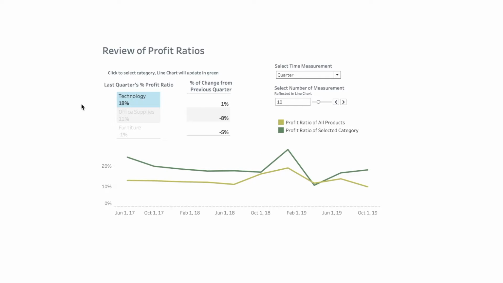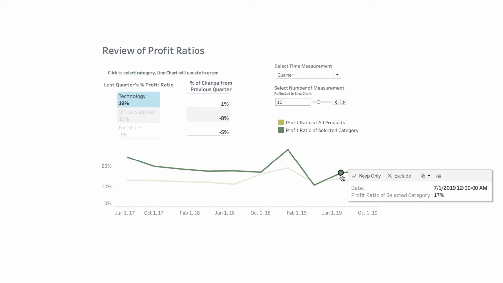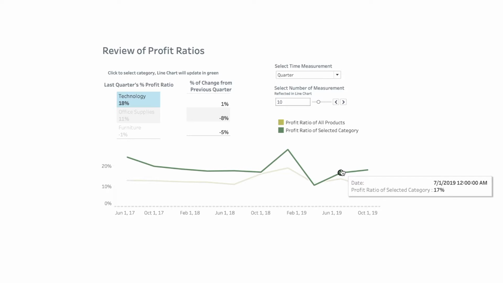Technology shows 18% profit ratio for the most recent quarter, meaning of the sales in technology, 18% is profit for the company. Most of the green line is above the tan, indicating a higher rate of profit compared to when all 3 categories are evaluated together. As we hover over the data line, we can see information.